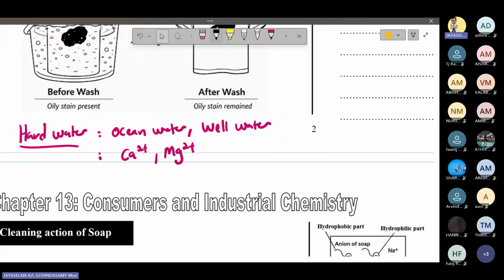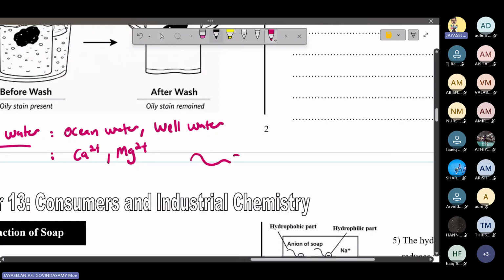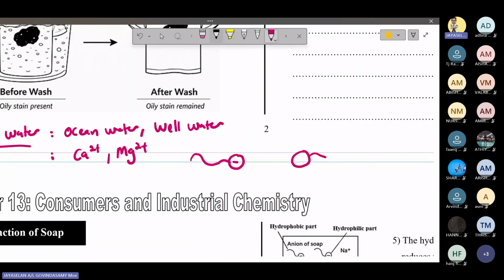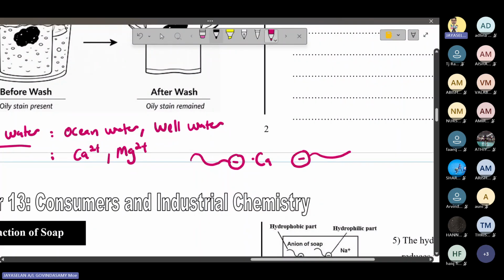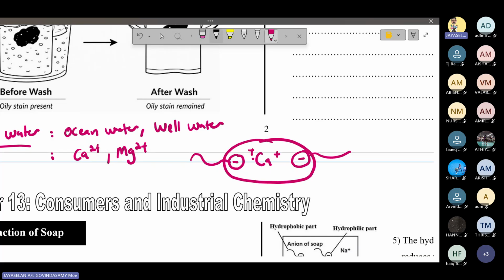What will happen during the cleaning action? This is an anion of soap. Here we have an anion of soap, and hard water has calcium and magnesium, the two positive ions, right? So they will bind and form an insoluble salt, and this salt is called scum. That means the number of anions of soap will be less, and soap fails to clean in hard water. Any question?